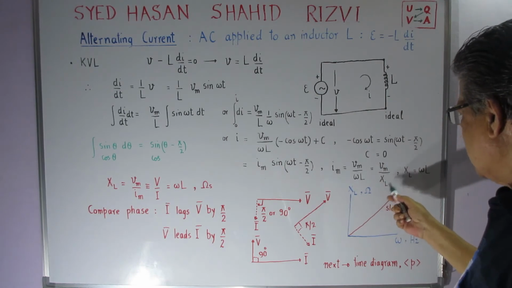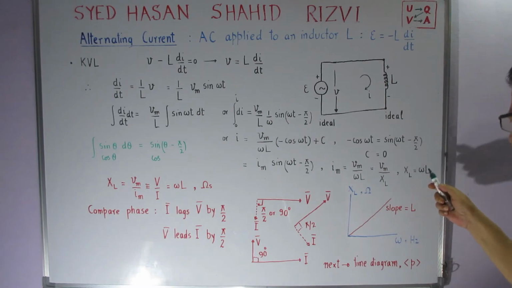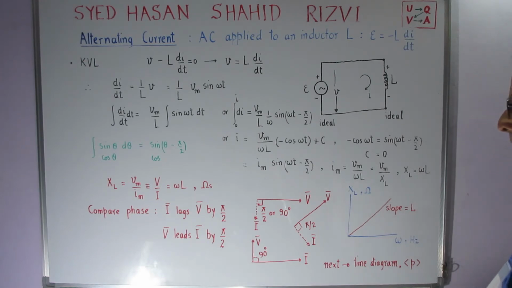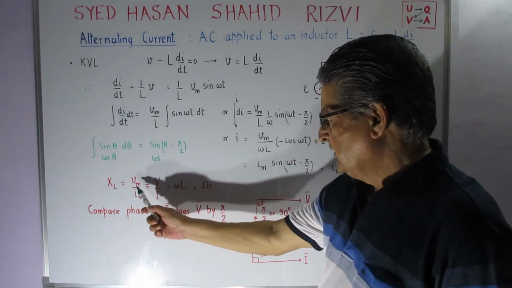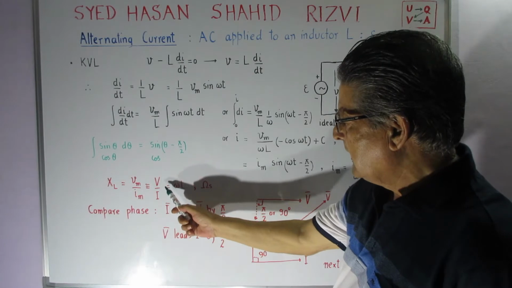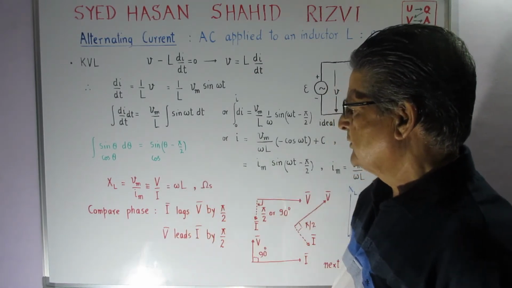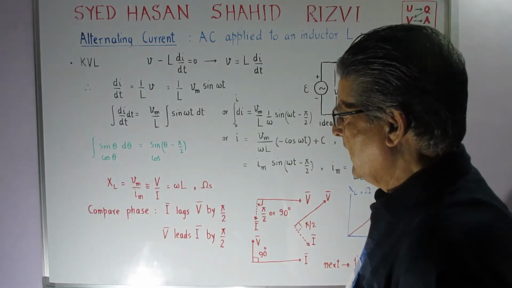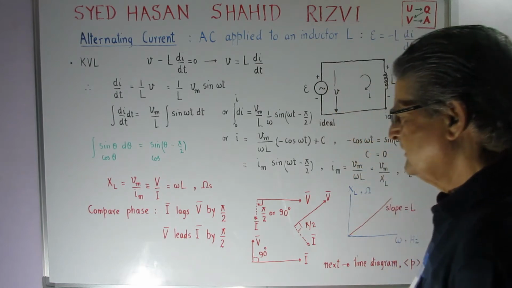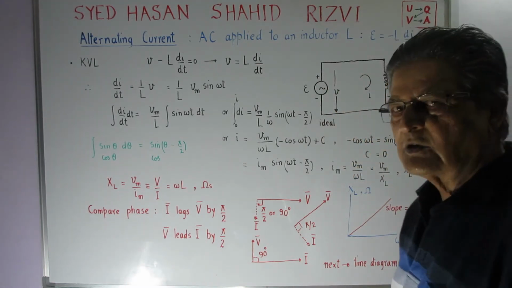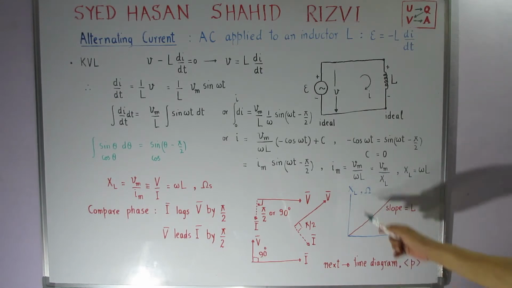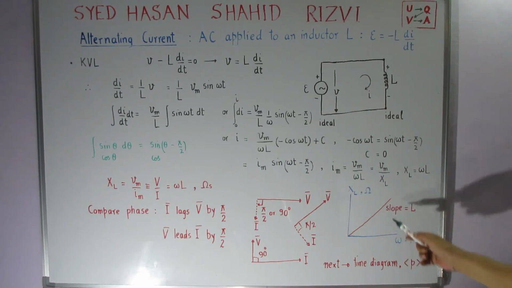So this is Vm upon XL, where X is a reactance, and XL is equal to omega L, and it is of course in ohms. Actually, we can write XL is equal to Vm upon Im, and then translating into effective values, capital V upon capital I is equal to omega L, expressed in ohms, just like our Ohm's law, R is equal to V upon I. Here XL we call the inductive reactance in ohms. I have just drawn XL as a function of omega. This is a straight line, and the slope is equal to L.